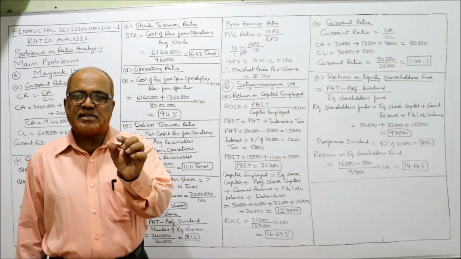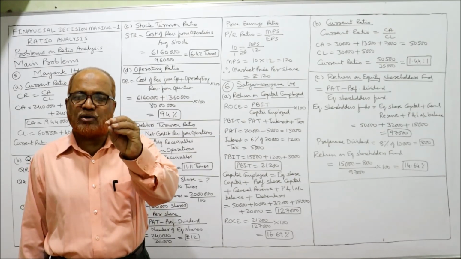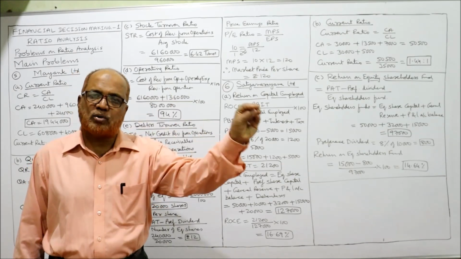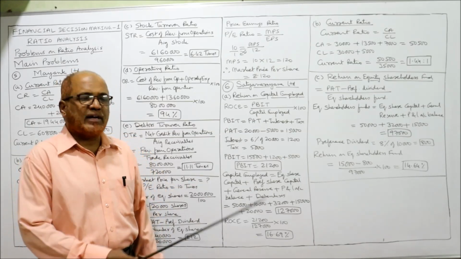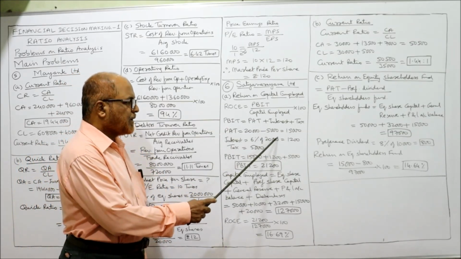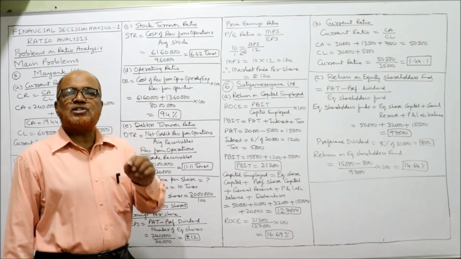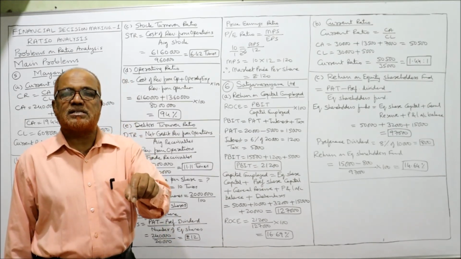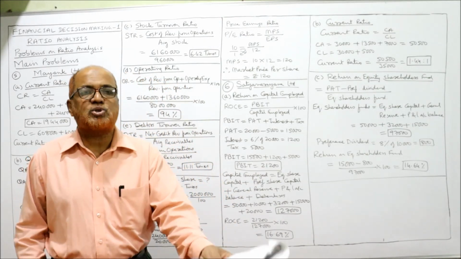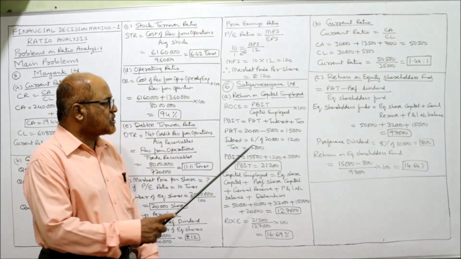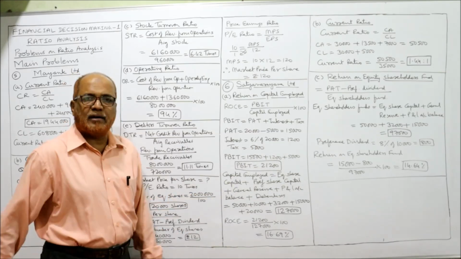Actually, 20,000 rupees is current year profit, out of which 5,000 rupees is asked to be transferred to provision for tax. So deduct 5,000. The profit after tax will be 15,000. And interest. Interest is paid on debentures. So in the problem it is given 6% debentures, rupees 20,000. So 6% of 20,000 comes to 1,200.